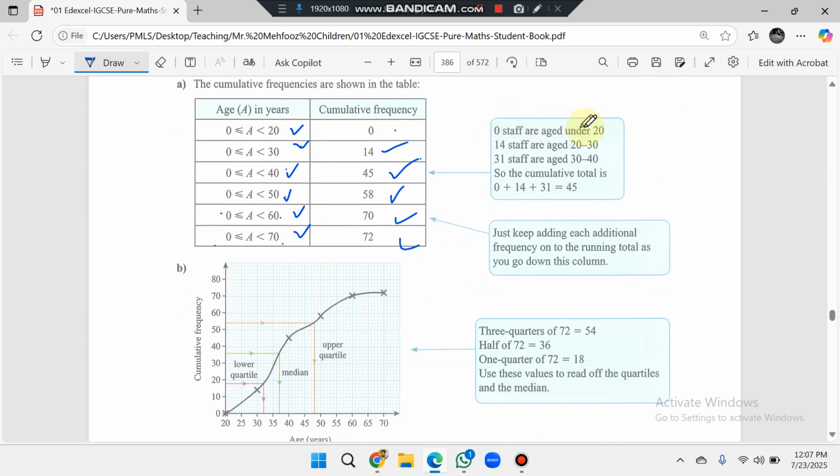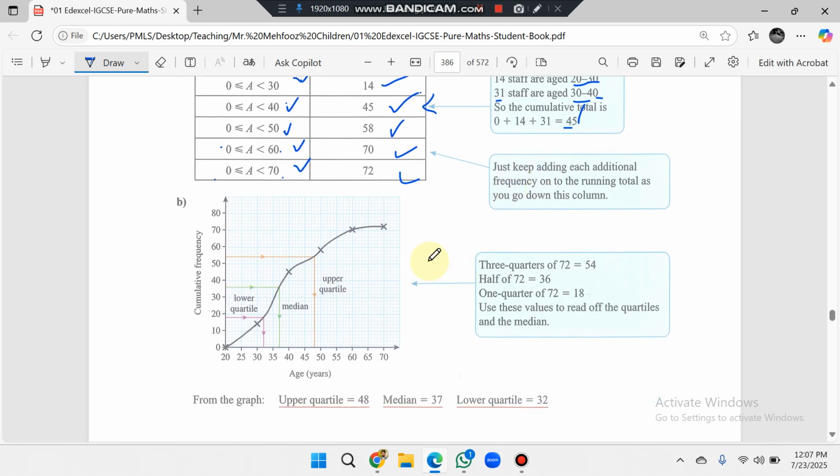Zero staff are aged under 20. 14 staff are aged 20 to 30. 31 staff are aged 30 to 40. So the cumulative frequency total is 45. So this is the basic reason for this 45, right? Next, just keep adding each additional frequency to the running total as you go down the column.